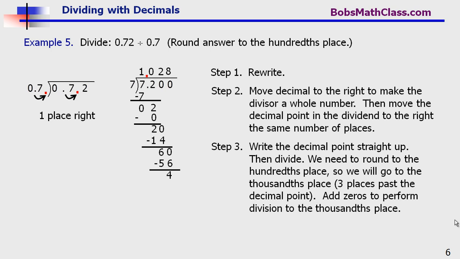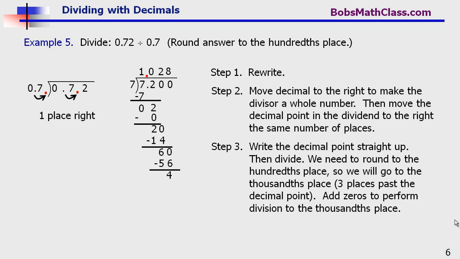Now this could keep going on and on. We could bring down another 0, but there's no need to. This problem will go on forever if we decide to keep going. But the directions say to round to the hundredths place. So once we get to the thousandths, we're done.